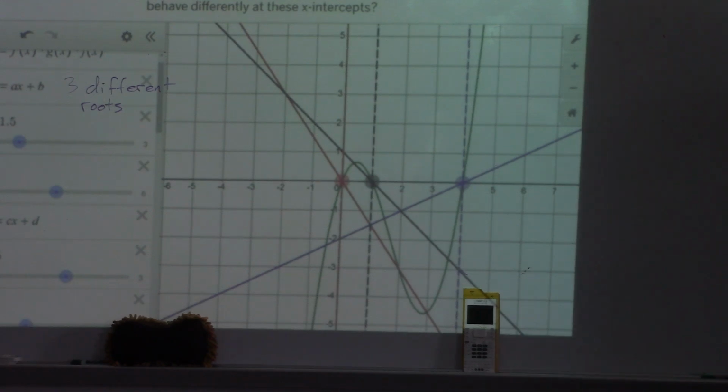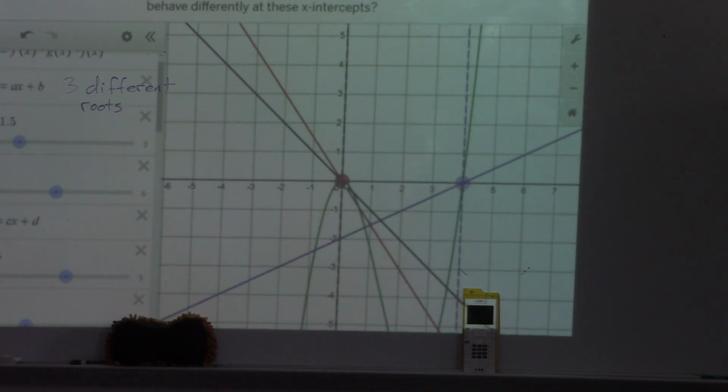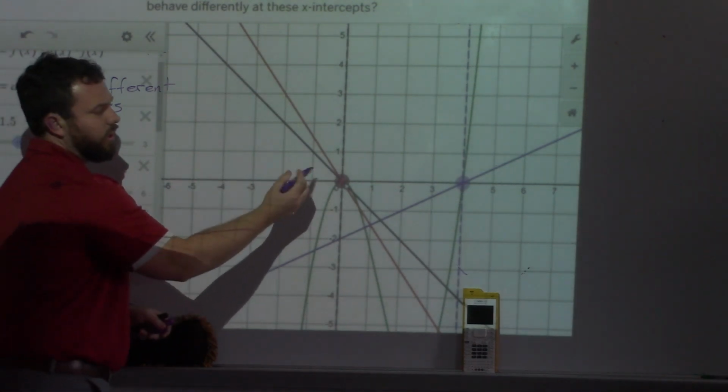Can I get somebody to come create a cubic such that two of the factors have the same root? Let's go, Gianna. Okay, you can do it that way. Does that work? Do we have the same root? Yeah. Okay, so right here, I'm going to call this a double root.